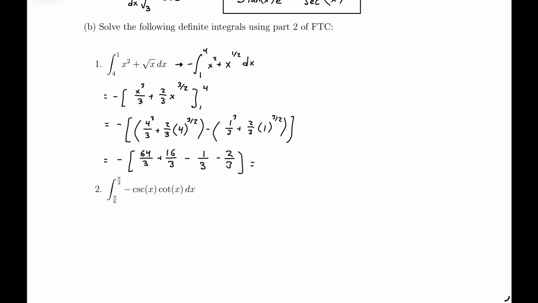Now we're pretty much done. I mean, every denominator is 3. That makes it pretty easy. 64 plus 16, that's 80. Minus a 1 and then a 2. We have negative 77 over 3.